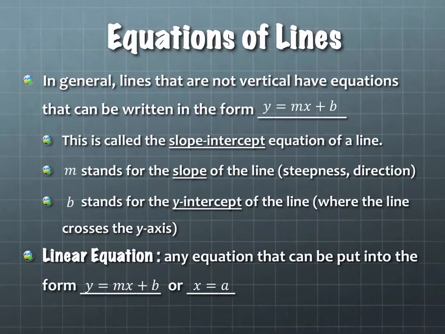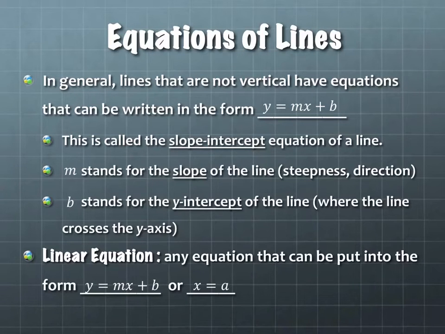So some ideas about equations of lines. In general, lines that are not vertical have equations that can be written in the form y equals mx plus b. It's probably one of our so dearly loved formulas. We like them for lots of reasons. One, because we can see the m and the b, knowing how to graph them pretty easily. We like them because calculators like them. It's easy to put in a calculator if it's written in that form. This is called slope-intercept form.